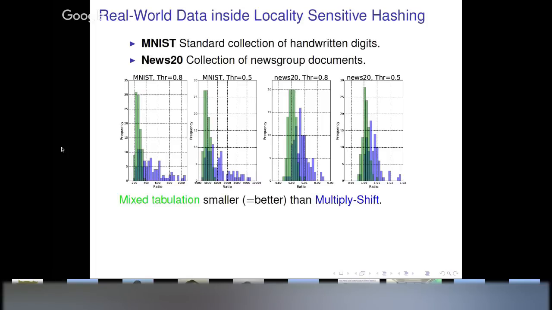I kind of forgot exactly what this is, but this is inside locality sensitive hashing. If you're to the left, it's a good thing. This compares tabulation with multiply-shift or the polynomial schemes. If you believe me that it's good to be to the left, you can see the green is better than the blue. We're kind of surprised that in something as complicated as locality sensitive hashing, where you're not just first getting the similarity right and then doing all these tables, you can actually see a very marked difference whether you use a good or bad hash function. And these are, again, from real data sets, standard collections: handwritten digits, something with newsgroup documents.